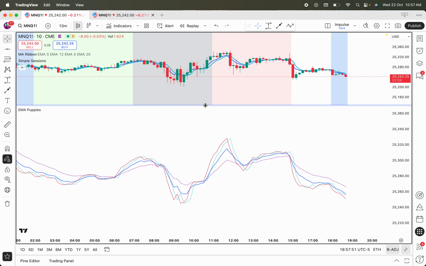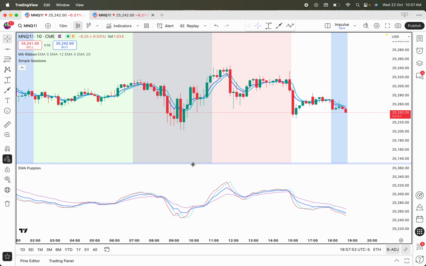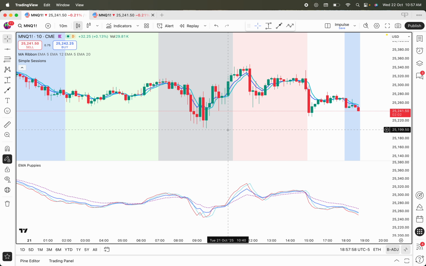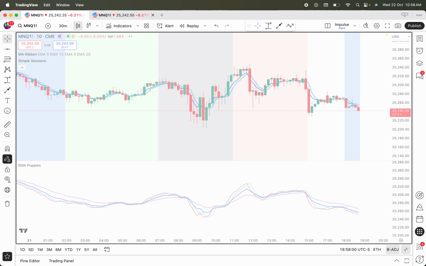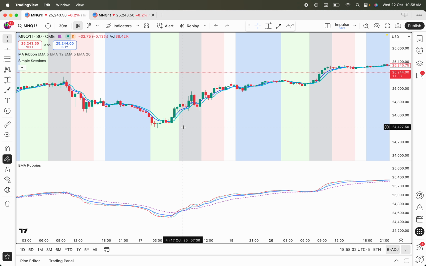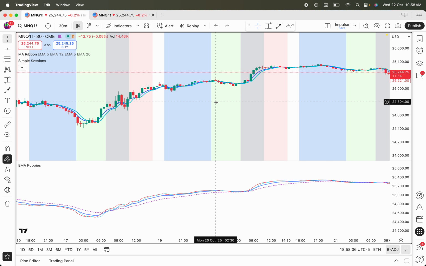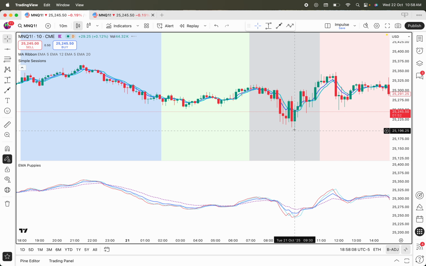Okay, I had them on the chart before and I've put them down here. Okay, that is it. Now, this is a 10-minute chart. You can do this on any time frame. It doesn't matter. It's all just going to work exactly the same. Okay, we'll just keep it on a 10 just for now.